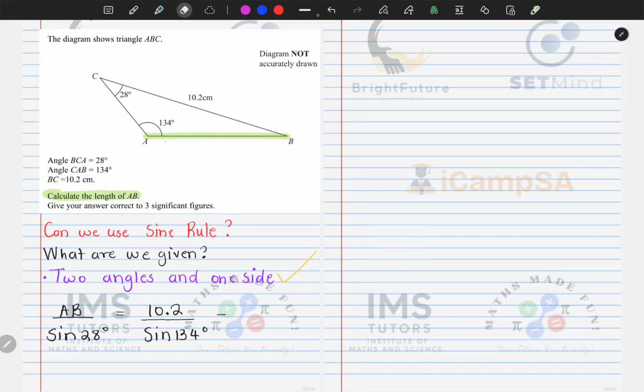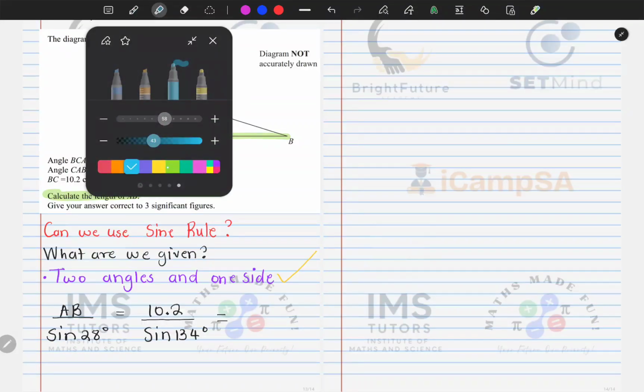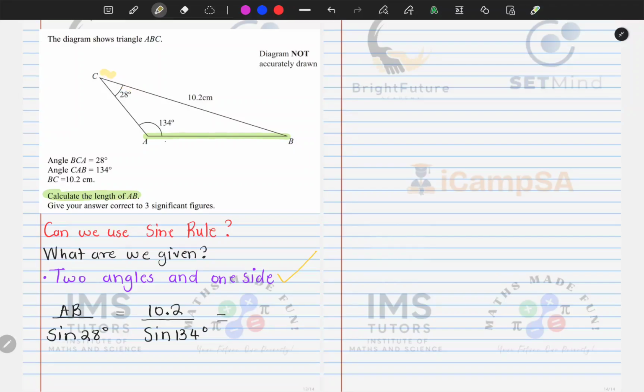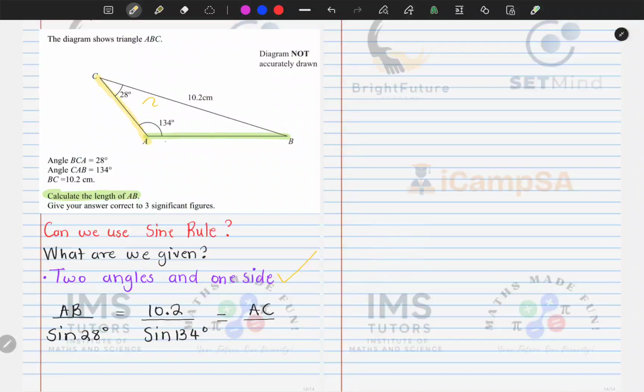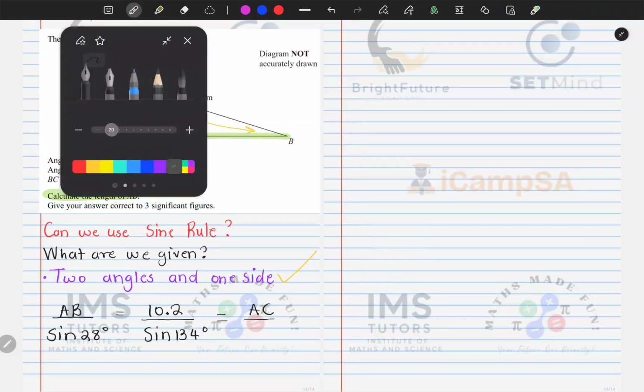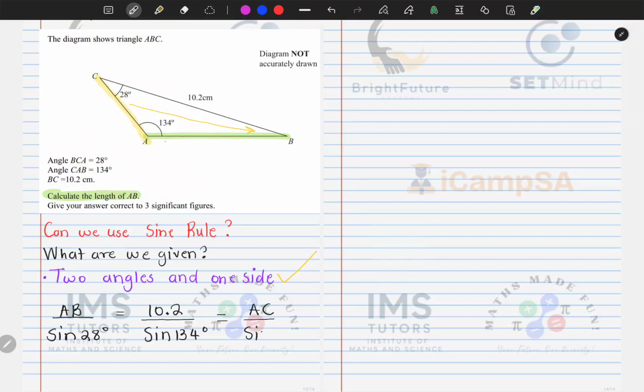Let's go and put in the third side. Equal to, so if you look at the third side, it would be this one. So we have AC divided by, we need to ask ourselves, what is the angle opposite AC? The angle opposite that side is angle B. So I'll divide by sine of angle B. Okay.